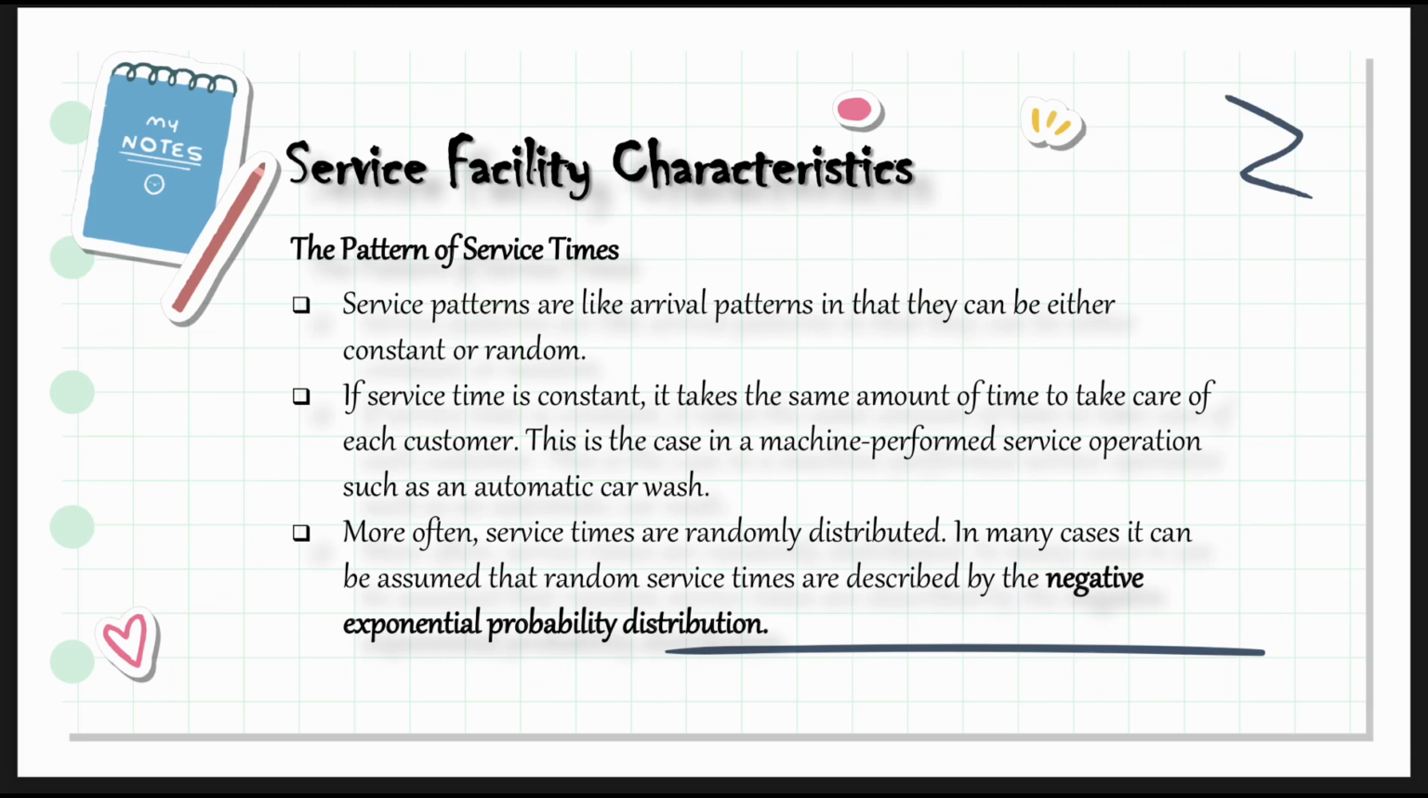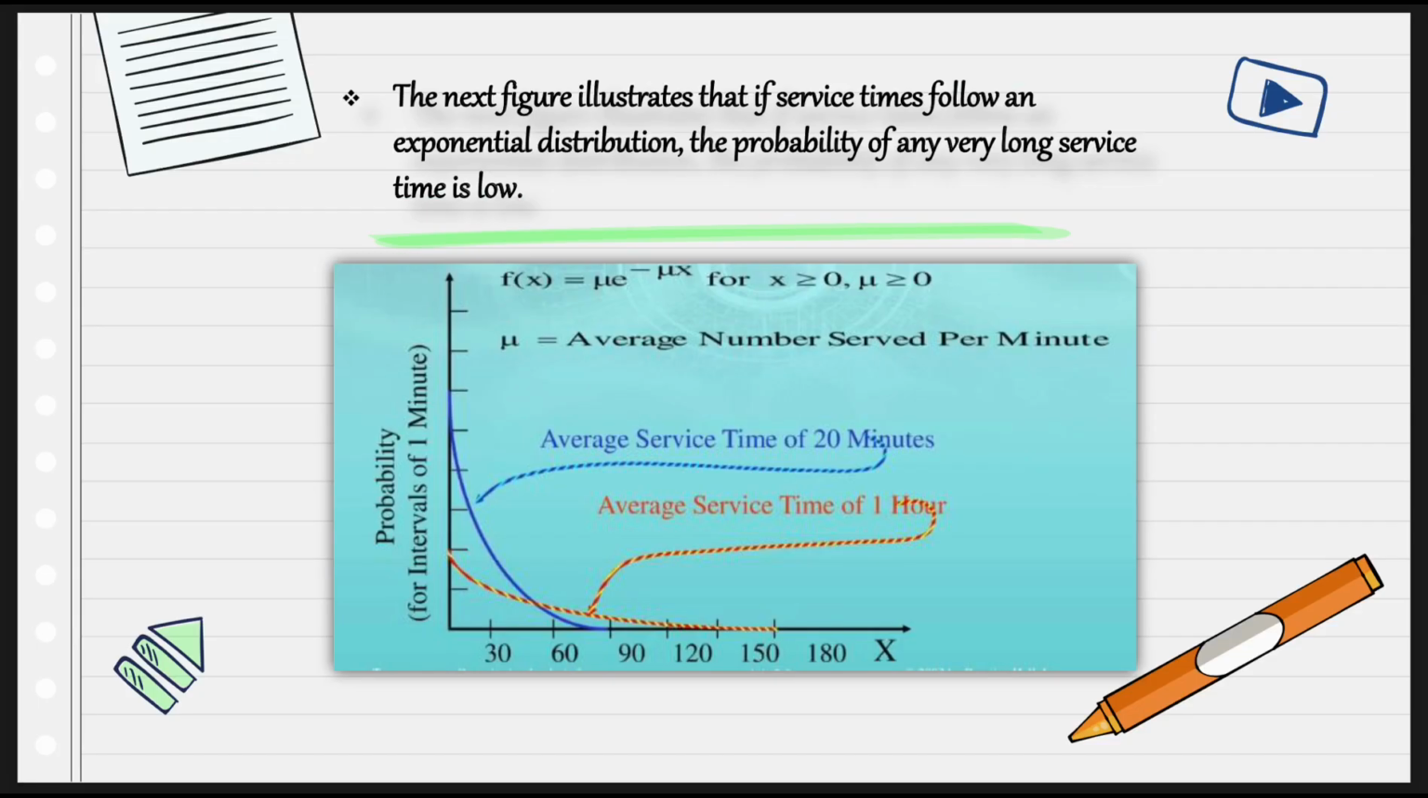So take note, guys. It is really that important, vital, and crucial to confirm that the queuing assumptions of Poisson arrivals and exponential services are valid before applying the model. Okay? So here is the next figure, which illustrates that if service times follow an exponential distribution, the probability of any very long service time is also low.